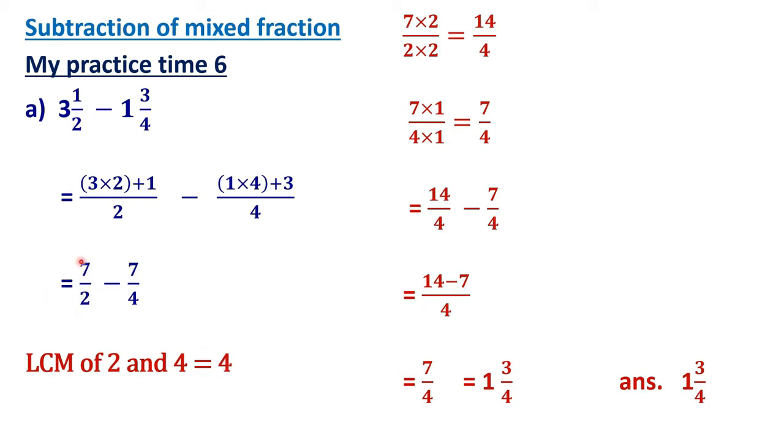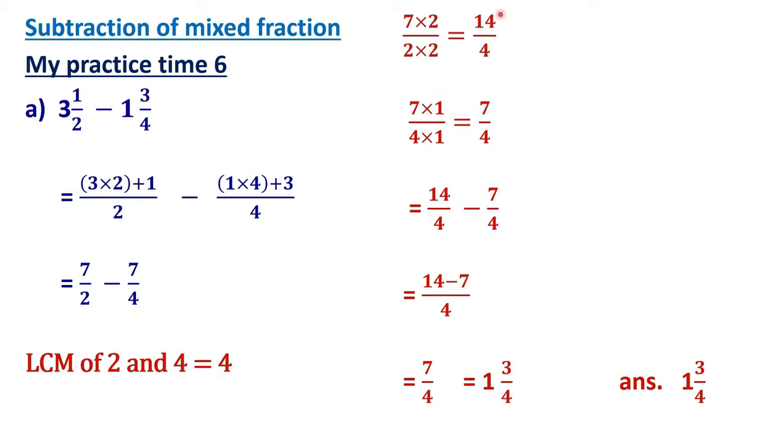Okay, so 7 by 2, when we multiply both numerator and denominator by 2, then we are getting here denominator 4 and the numerator 7 into 2 will give you 14. So we get 14 by 4. Now here you can see 7 by 4 already has denominator 4, so we'll simply multiply it by 1. So it will give you 7 by 4 only.